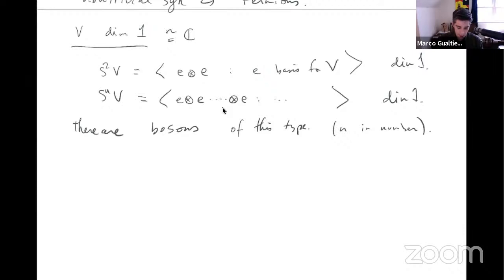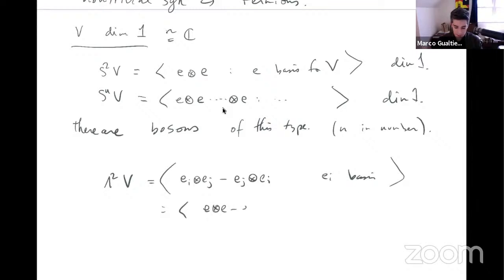On the other hand, if we look at wedge 2 V, well, remember how wedge 2 V would be generated by e_i tensor e_j minus e_j tensor e_i for e_i a basis. Okay, but there's only one basis element, and so we get e tensor e minus e tensor e, and this is 0. So this has dimension 0. It's a 0-dimensional vector space, and it is not a Hilbert space for any system.